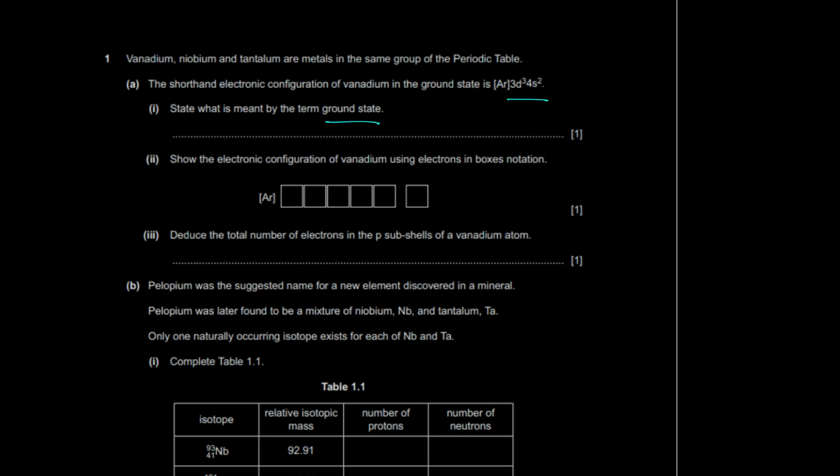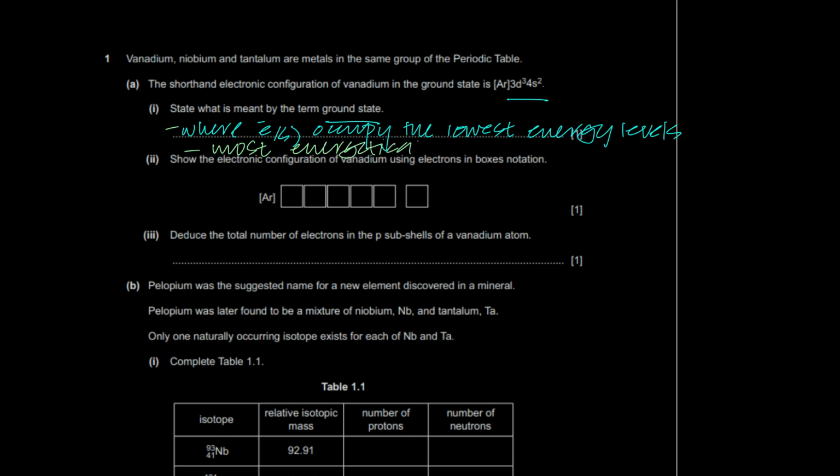Ground state for an atom is where electrons occupy the lowest energy levels. It's actually the most energetically stable form. So you could either say it's the form which is energetically most stable, it's the state of the atom which is energetically most stable, or where electrons occupy the lowest energy levels.